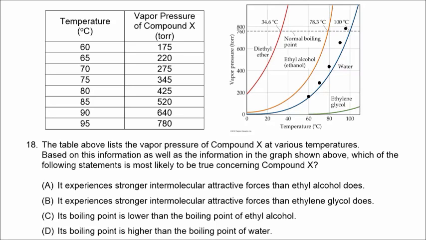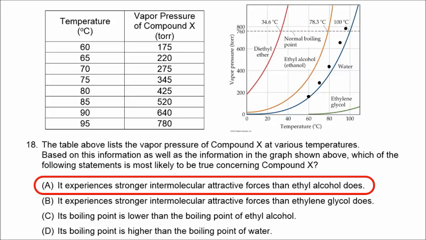So that means that the boiling point of this compound X must be somewhere between 90 and 95 degrees. So its boiling point is higher than that of ethyl alcohol and lower than that of water. It should experience stronger intermolecular attractive forces than ethyl alcohol because it has a higher boiling point than ethyl alcohol.